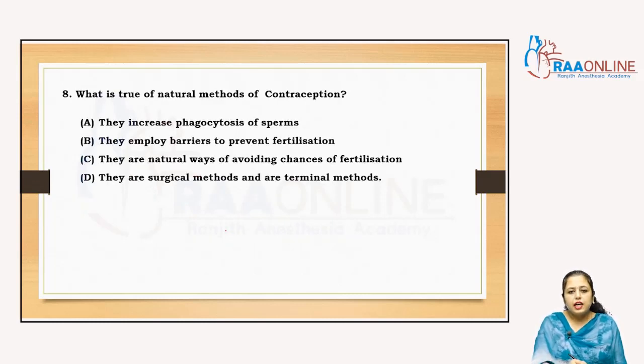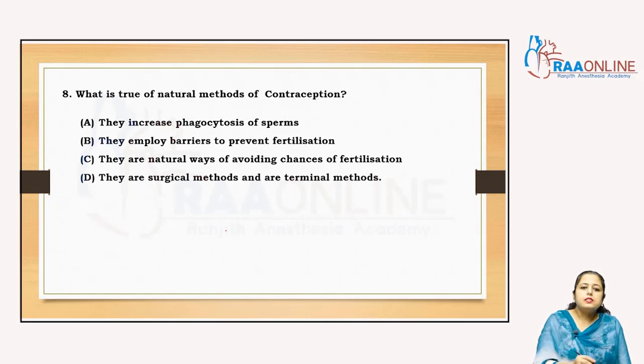What is true for the natural method of the contraception? When we talk about the natural method, right? So natural method, that is avoiding, that means the periodic abstinence, right, lactational amenorrhea and all these things come under this. That means the natural way through which we inhibit the chances of the fertilization, right?